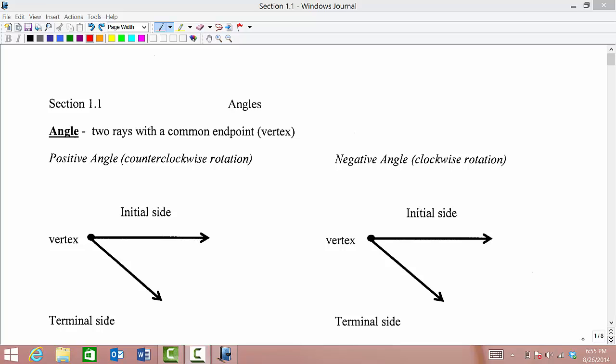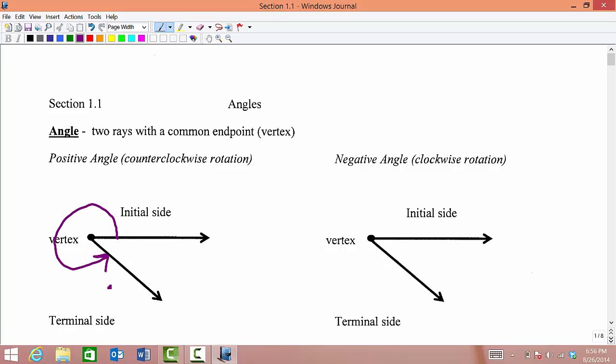In this video, we will discuss basic terminology relating to angles. An angle is made up of two rays with a common endpoint that we call the vertex. Each angle has an initial side and a terminal side. The angle is formed by rotation about this vertex. The rotation starts at the initial side and ends at the terminal side.